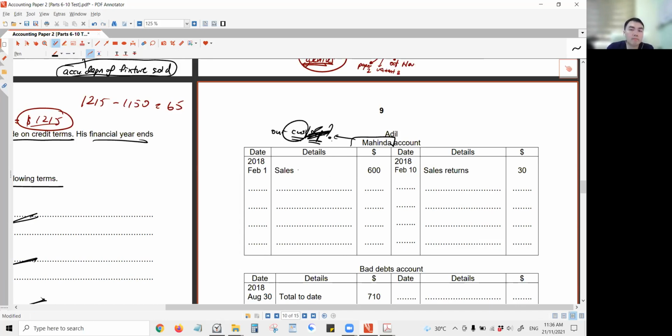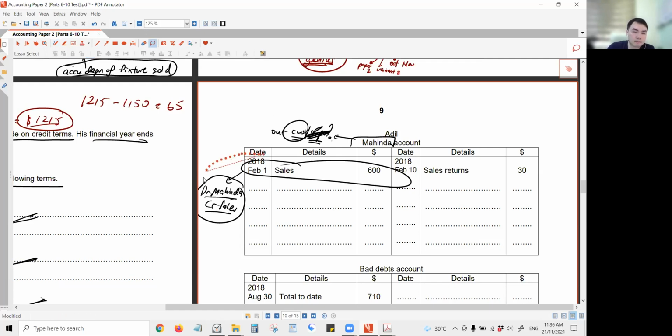Our customer. How do we know? Look at the entries here. How does this entry come about? It is about debiting Mahinda, credit sales, right? Why would you make this entry? Because you sold goods on credit to Mahinda. We focus on credit sales to Mahinda. Therefore, Mahinda is our customer. That's how you see.